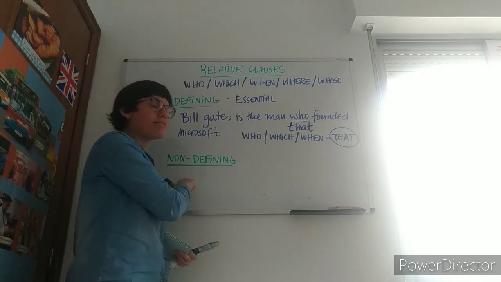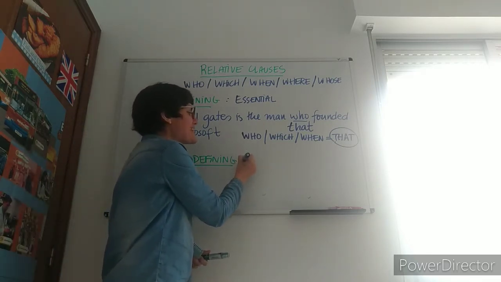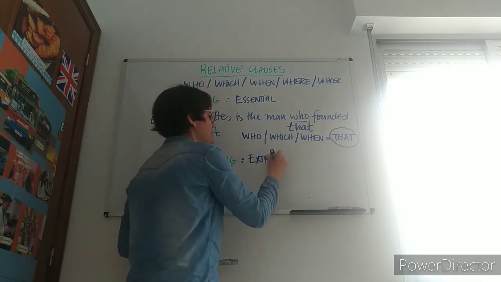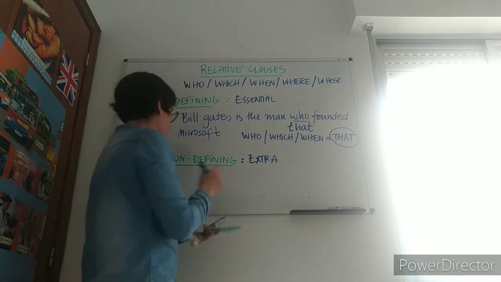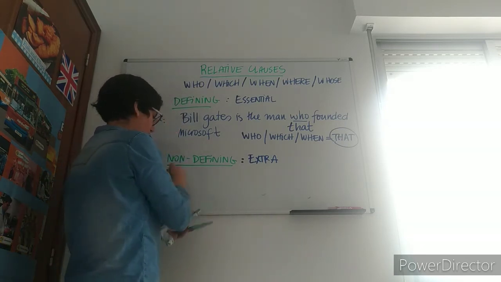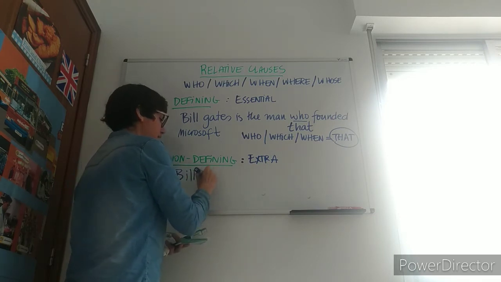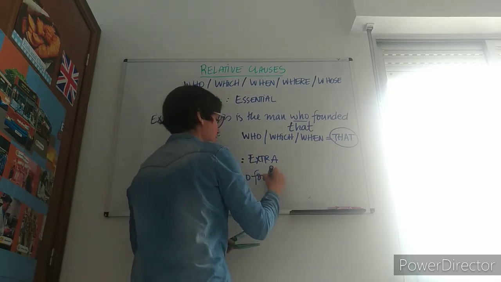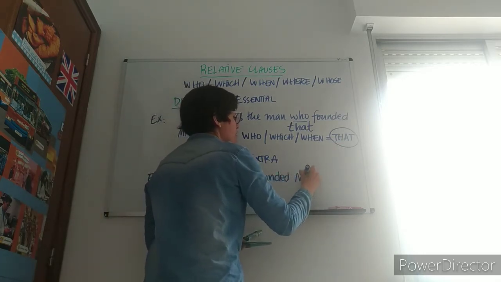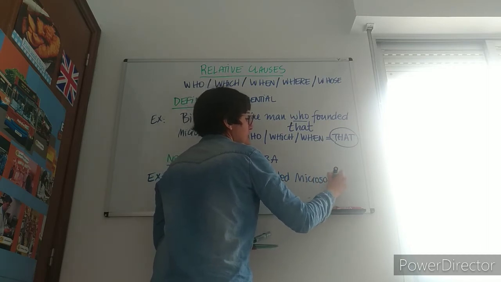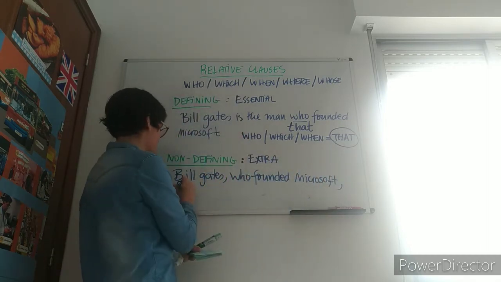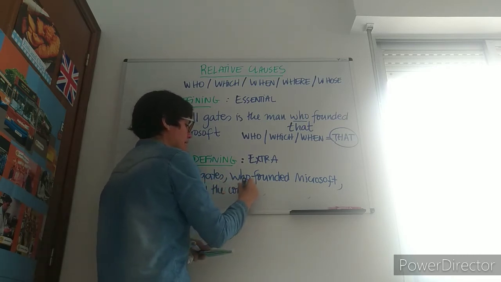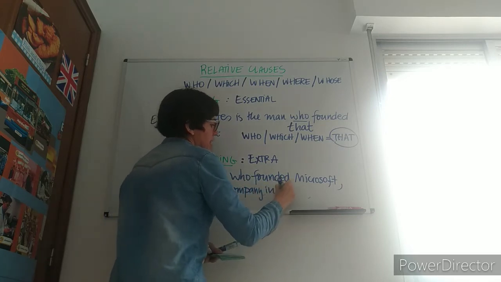On the contrary, non-defining relative clauses, instead of introducing essential information, introduce extra information. Okay? So for example, in this example, Bill Gates, who founded Microsoft, started the company in a garage.